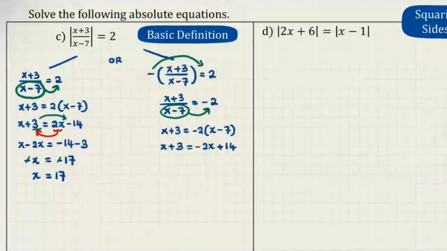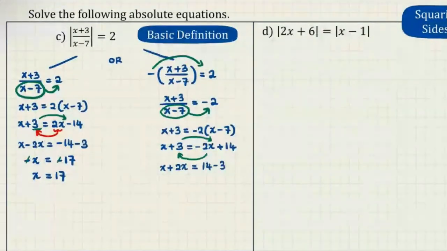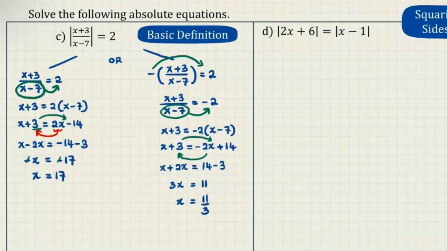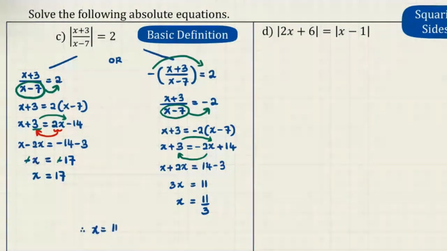And then group X with X, constant with constant. So here we have X plus 2X equals to 14 minus 3. So 1 plus 2 is 3X, and 14 minus 3 will be 11. So we end up with X equals to 11 over 3. Okay, so the final answer here will be X equals to 11 over 3 and 17.